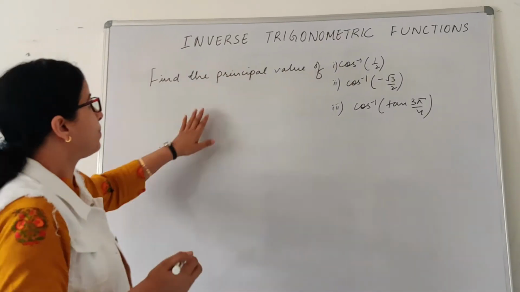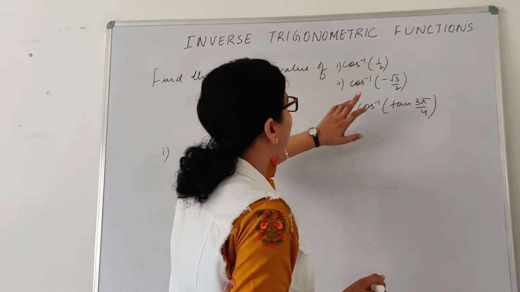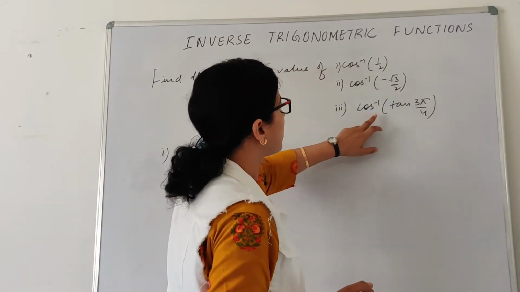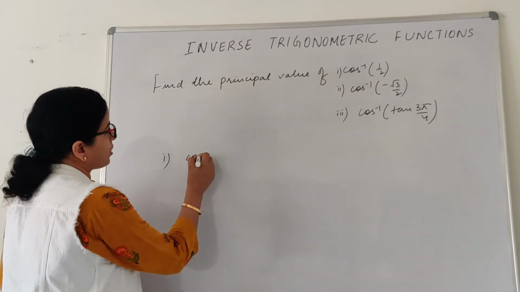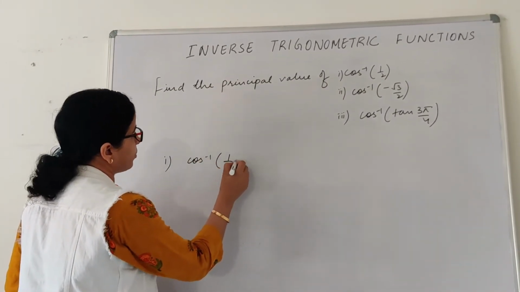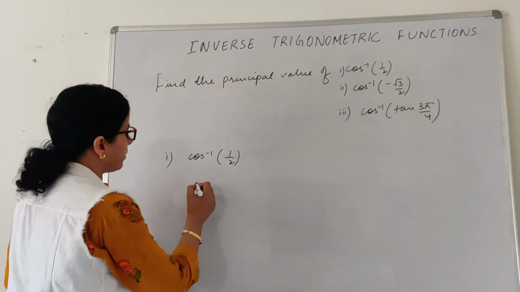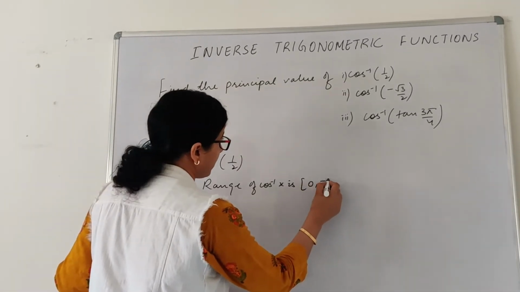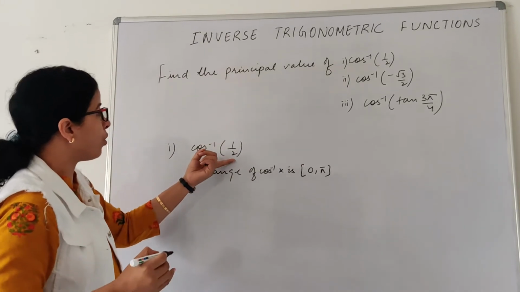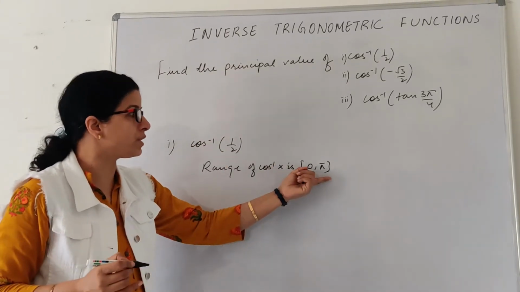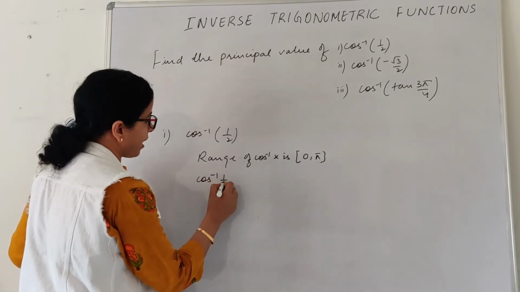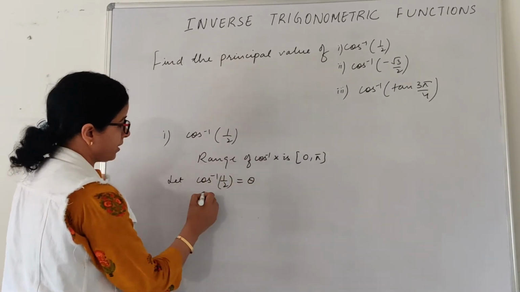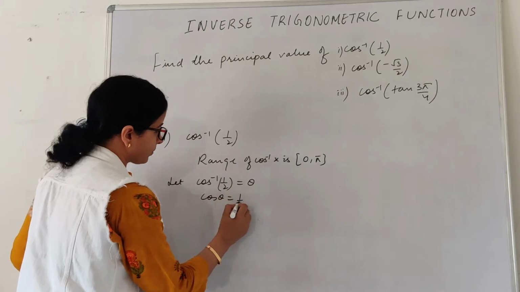Now find the principal value of cos inverse half, cos inverse minus root 3 by 2, and cos inverse tan 3 pi by 4. First of all, pay attention here. So cos inverse 1 by 2. What is my range? 0 to pi. So it means the value of this part should lie between 0 and pi, right? So cos inverse half equals theta, right? So cos theta is equal to half, right?